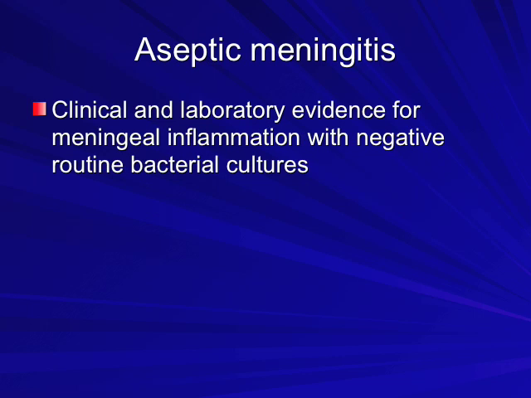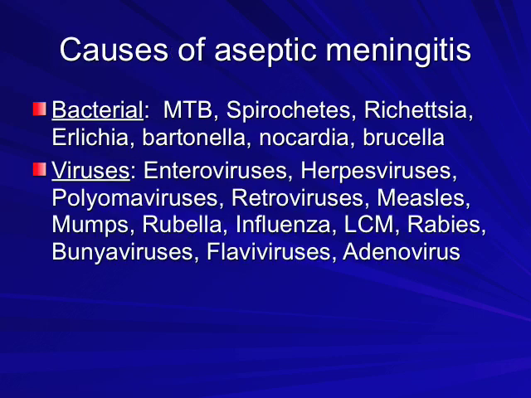Some of the causes of aseptic meningitis include some bacteria like TB. Spirochetes include Lyme disease, leptospirosis, rickettsia, Ehrlichia, Bartonella, Nocardia, Brucella. Viruses include enterovirus, HSV, polio, measles, mumps, rubella, influenza, rabies. As far as aseptic meningitis, viruses are big, particularly enterovirus in the United States.